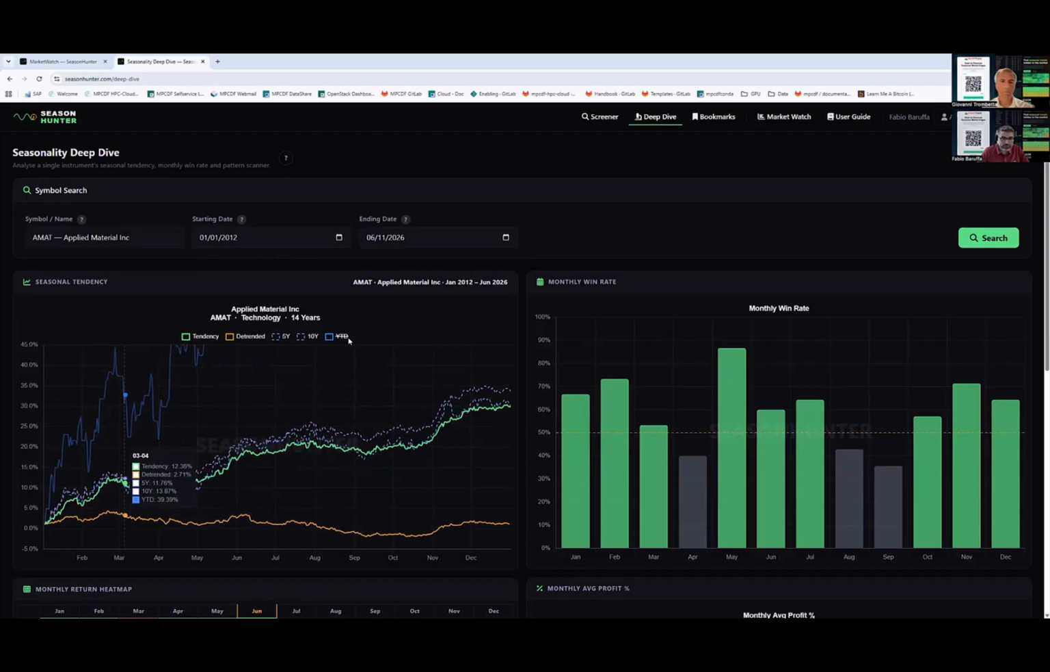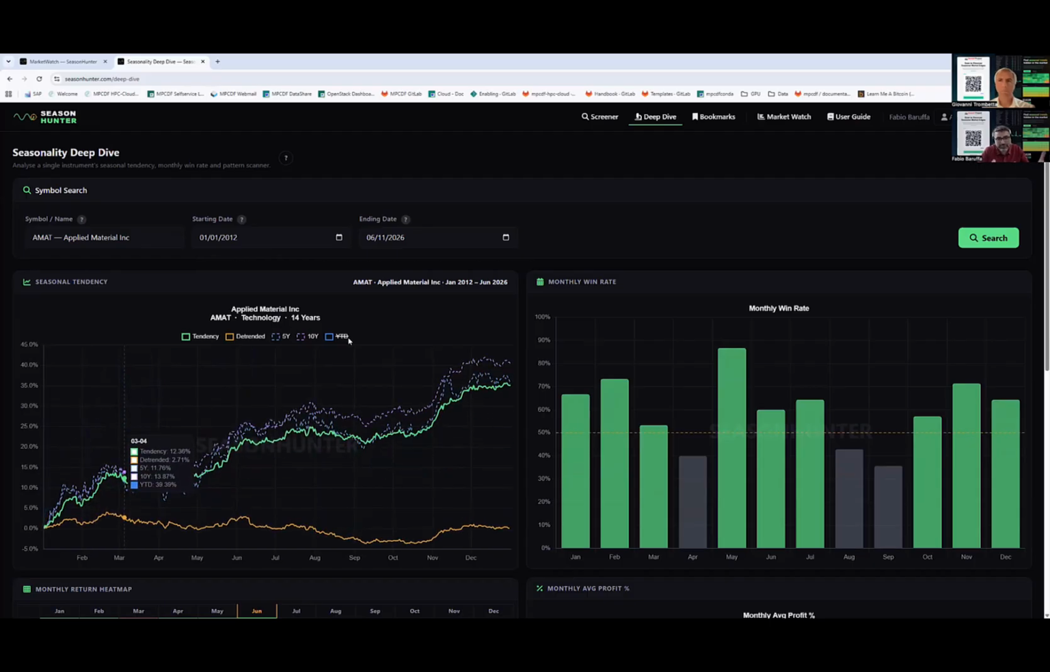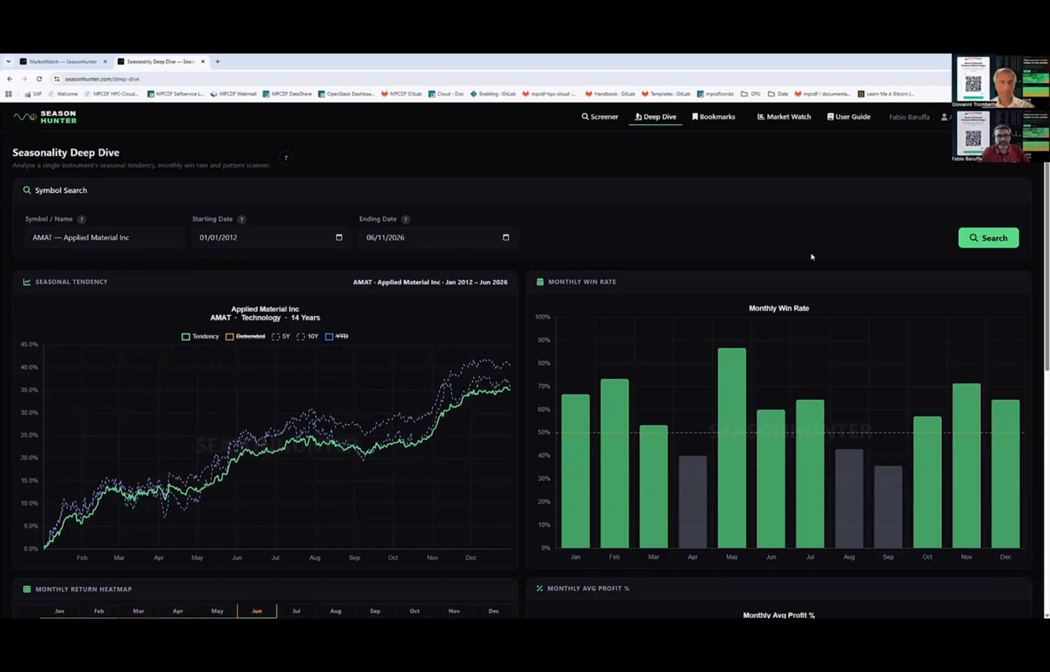And then I remove year to date just to make the plot clean, because this time of the year, AMAT was going very, very strong. And I remove the trend just to make it clean. So this seasonal tendency, the green line, is calculated on the starting and ending date that you have given. In this case, you have 14 years of data, and then the other lines are 5 years, 10 years. If the ticker doesn't have such history, of course, it will not be computed. That's what I think might clarify it.